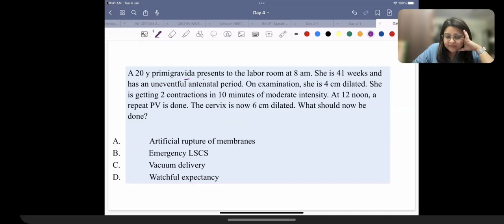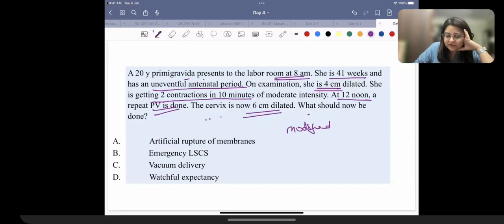A 20-year-old primigravida presents to the labor room at 8 o'clock. She is 41 weeks and has an uneventful antenatal period. On examination, she is 4 centimeter dilated. She is getting 2 contractions in 10 minutes. At 12 noon, a repeat PV is done. She is now 6 centimeters. What should now be done? So now in this question you will get confused whether we are following the old partograph or the new partograph. So let's discuss both.